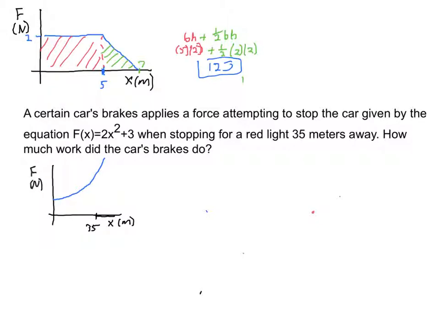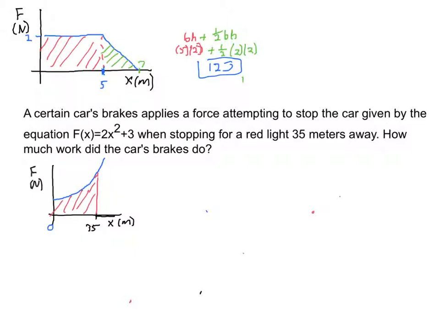Now what happens whenever you have one continuous function, where the function is actually given to you? A certain car's brakes apply a force trying to stop it according to this equation right here, 2x plus 3, when stopping at a red light 35 meters away. So we're going to run this graph from 0 out to 35. And we want to know the area under the curve here. We want to know this area right here. Well, that's the integral, right?